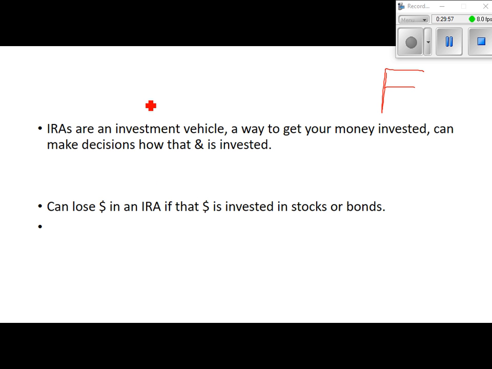IRAs are an investment vehicle. That just means you put your money in something that's a way to get it invested, and you can make decisions on how that money is invested, and this should be a money sign. So you can do high-risk stuff where either you make a bunch of money or you lose a bunch of money, or you can do low risk, or moderate risk, and so on. You can decide how you want that money to be invested with that investment company. Bad thing with an IRA, again, is you can lose money. And a lot of people are finding out right now that that's true, because a lot of people are losing money right now.